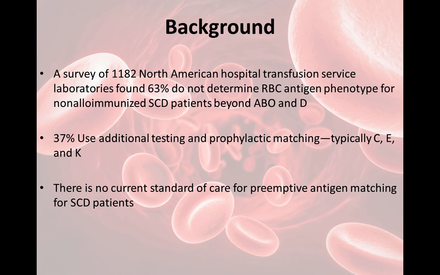The study also included a survey of several North American hospital transfusion service laboratories and found that approximately 2/3 of the hospitals surveyed do not determine red blood cell antigen phenotype for sickle cell disease patients with a negative antibody screen beyond ABO and D. They also found that approximately 1/3 of the hospitals surveyed will use additional testing extended to CE and CAL. The reasoning for this is that there currently is not a standard for hospital transfusion service laboratories, as of 2011 at the time of this article being published, to preemptively screen and match.